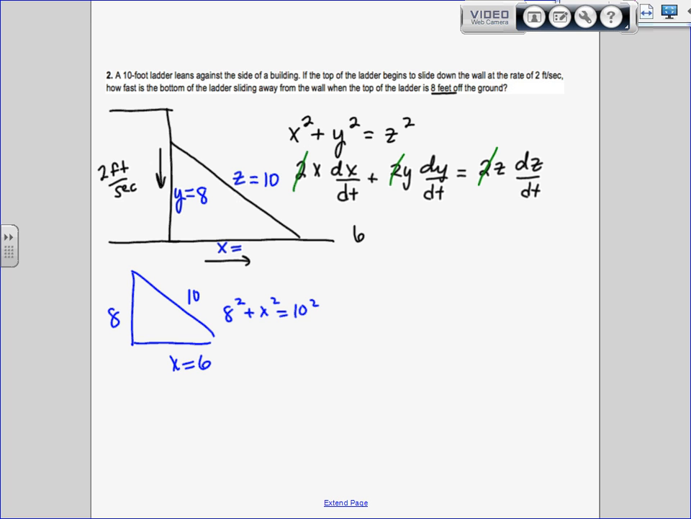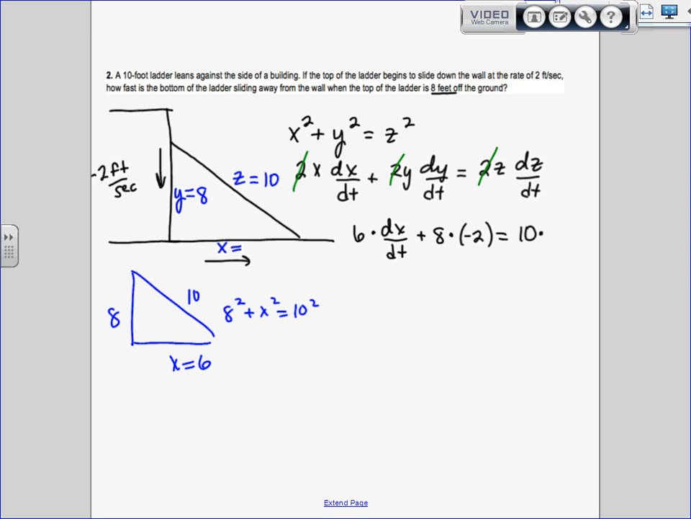Okay, so we're going to plug in. So x is 6. My dx over dt is what I'm trying to find. It says how fast is the bottom of the ladder sliding away from the wall. My y is 8. Now, my dy over dt, I wrote 2 feet per second over there, but I'm not gaining 2 feet every second. What's happening to my length of y? Every second, I'm losing 2 feet. So I should actually make this negative 2 feet per second. So I have a negative 2 equals z, which is 10, and then I have dz over dt.